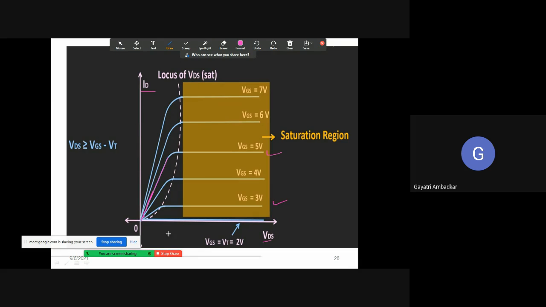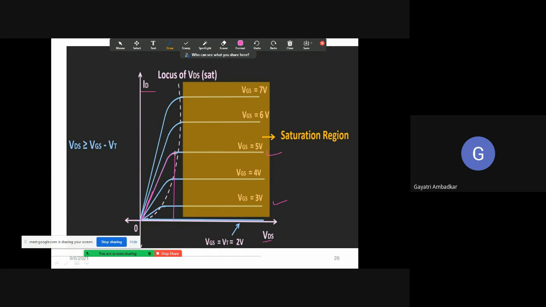So when we go on increasing VDS, at first the current increases linearly. We call this region the ohmic region because it follows Ohm's law, because the current increases in proportion to the applied VDS. So initially the current increases, and it reaches its maximum value, let's say at this point. Here it becomes maximum. So I will call this voltage VDS sat.